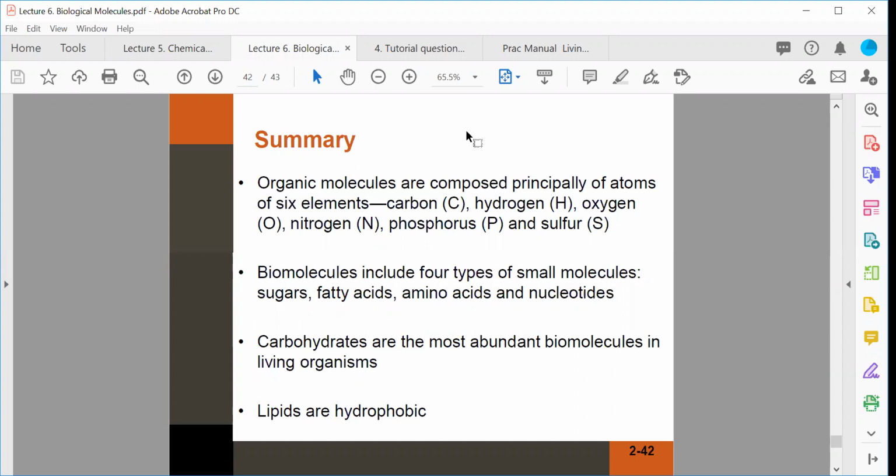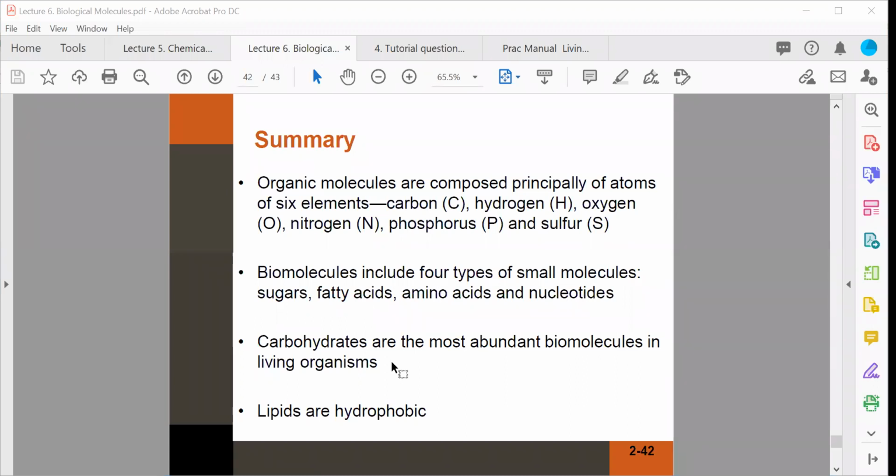By the way, I'll get to that. Biomolecules include 4 types of small molecules. We have the sugars or the monosaccharides, we have fatty acids, we have amino acids, and we have nucleotides. Really important unit of molecules that we looked at there.